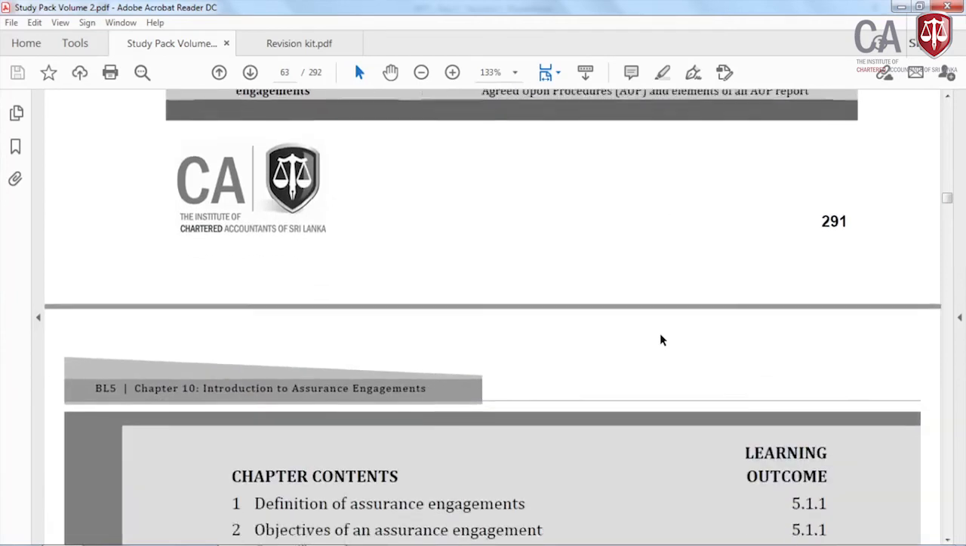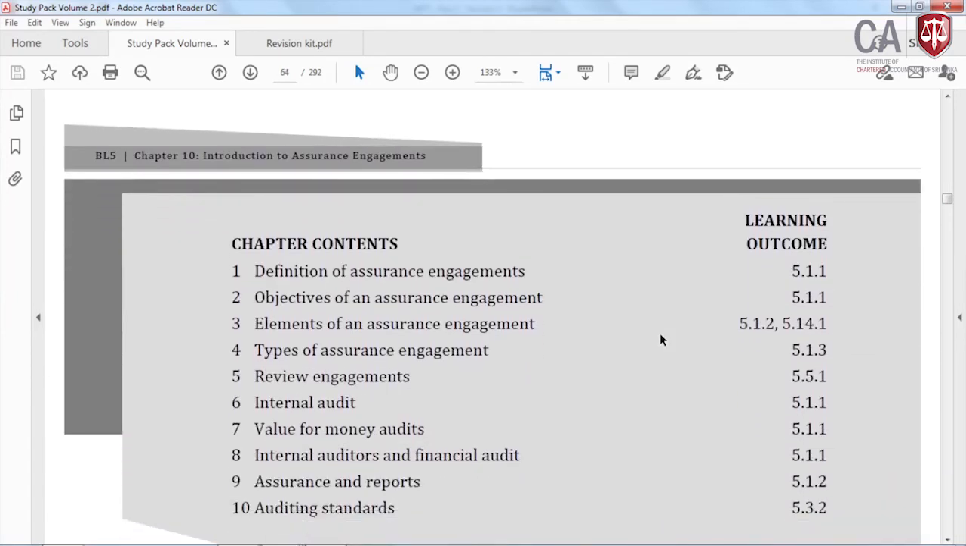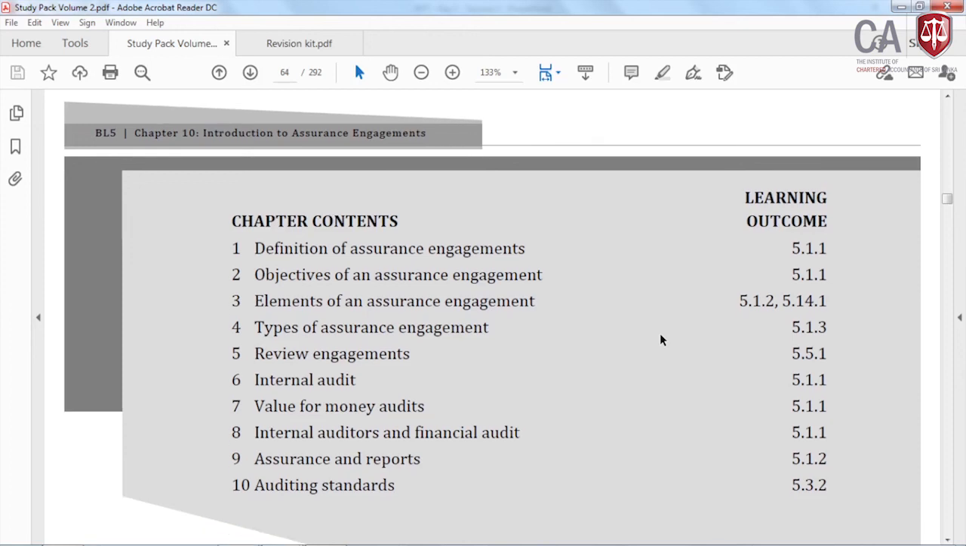There are no difficult areas other than what I explained. All the things here I have explained now. Definition of assurance engagement, objective of an assurance engagement, elements of an assurance engagement, type of assurance engagement, review engagement, internal audit, value for money audit, internal auditors and financial audit, assurance and report auditing standard, right? I have explained this now, and we have put the foundation for the basic auditing as well as the assurance.